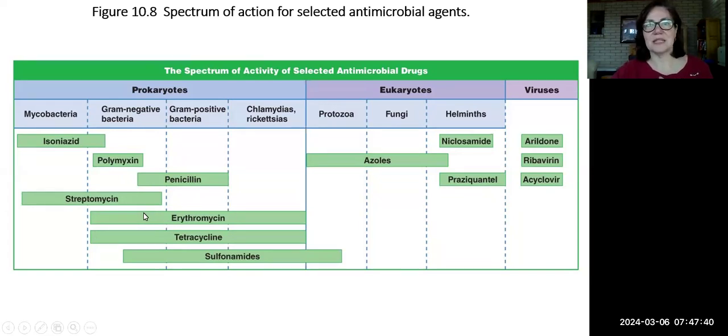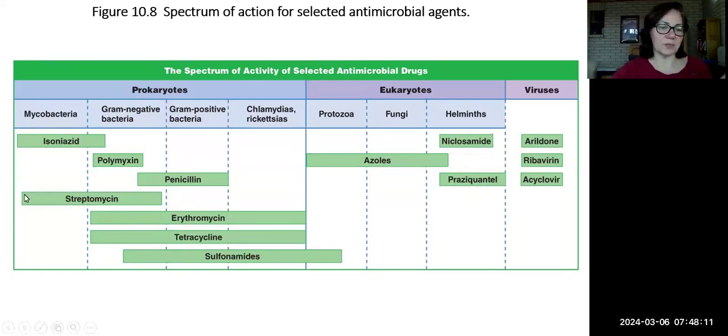Erythromycin, let me think, we said that impacts protein synthesis. The tetracycline, same deal, different mechanism, but also impacts protein synthesis, and it's going to have an impact on all these different kinds of bacteria. The sulfonamides, those impact the metabolic pathways. It's a broad spectrum in the prokaryotes, but also some of the protozoa can be affected by the sulfonamides.